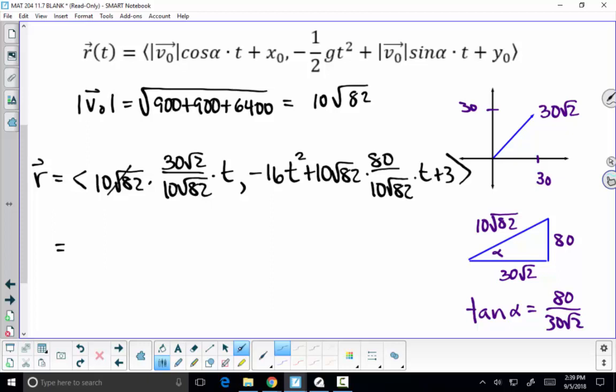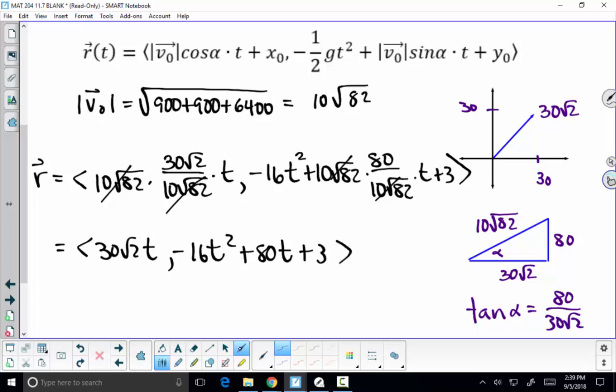All right, so then we have a bunch of cancellation. And so our form for our position at any moment is 30 root 2t, comma, minus 16t squared plus 80t plus 3. That's only really a two-dimensional vector. Right. There's no drag, there's no air resistance, there's no sideways wobble. That ball is straight in the plane. The ball is spinning, but not out of the plane.